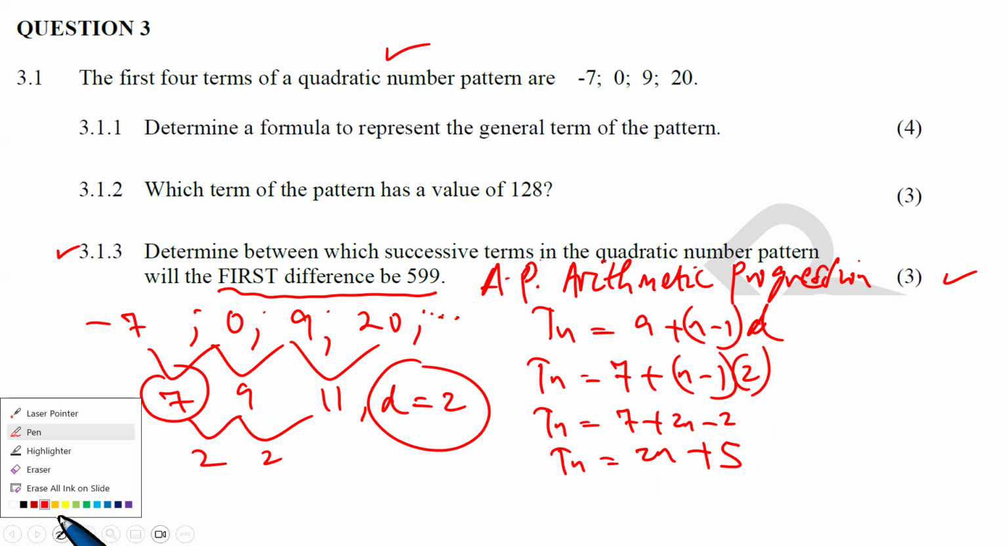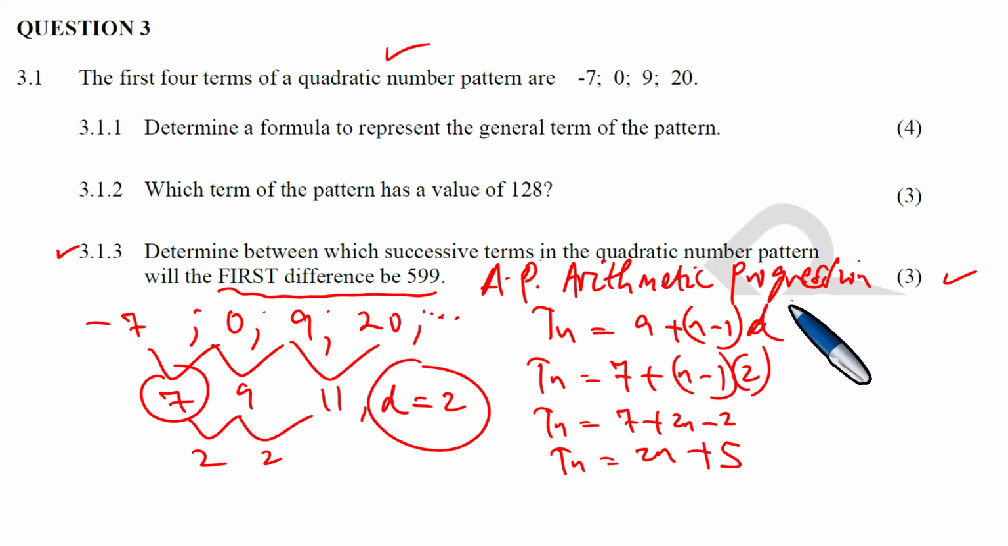Now, with this in mind, we continue to analyze this, but pay particular attention to this as a grade 11 child. Dealing with quadratic number patterns is standard procedure, so this does not change in any way. Determine between which successive terms in the quadratic number pattern the first difference will be this. The first differences have the formula 2n plus 5.